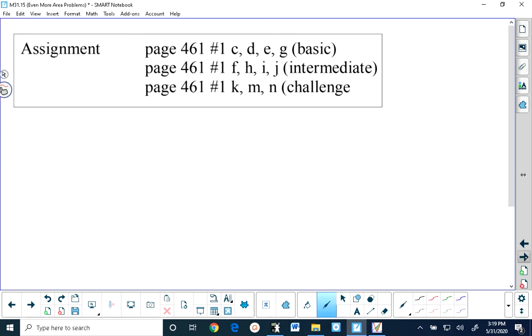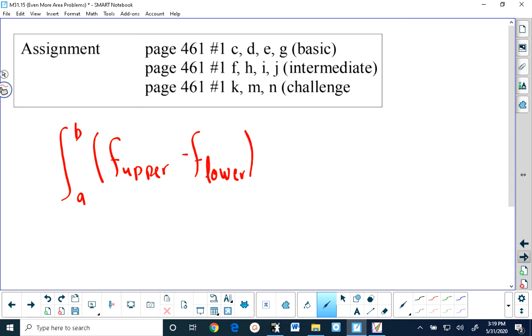I should point out to you, because I don't think I have, that this idea for the area between two functions being found this way always works no matter where the functions are. Even if both functions are below the x-axis or partly above and partly below, this will always work. When you're looking at areas between two functions, it will always work.